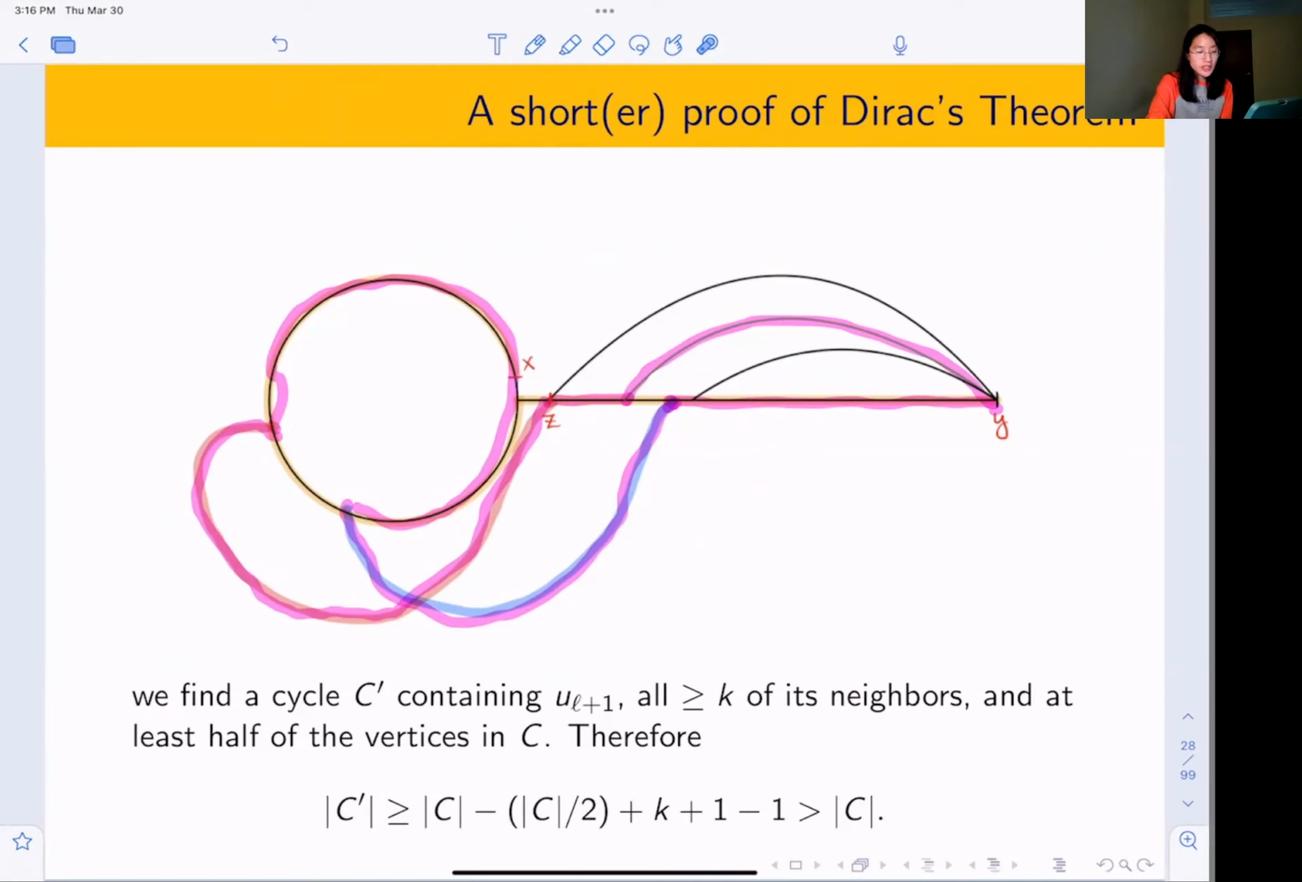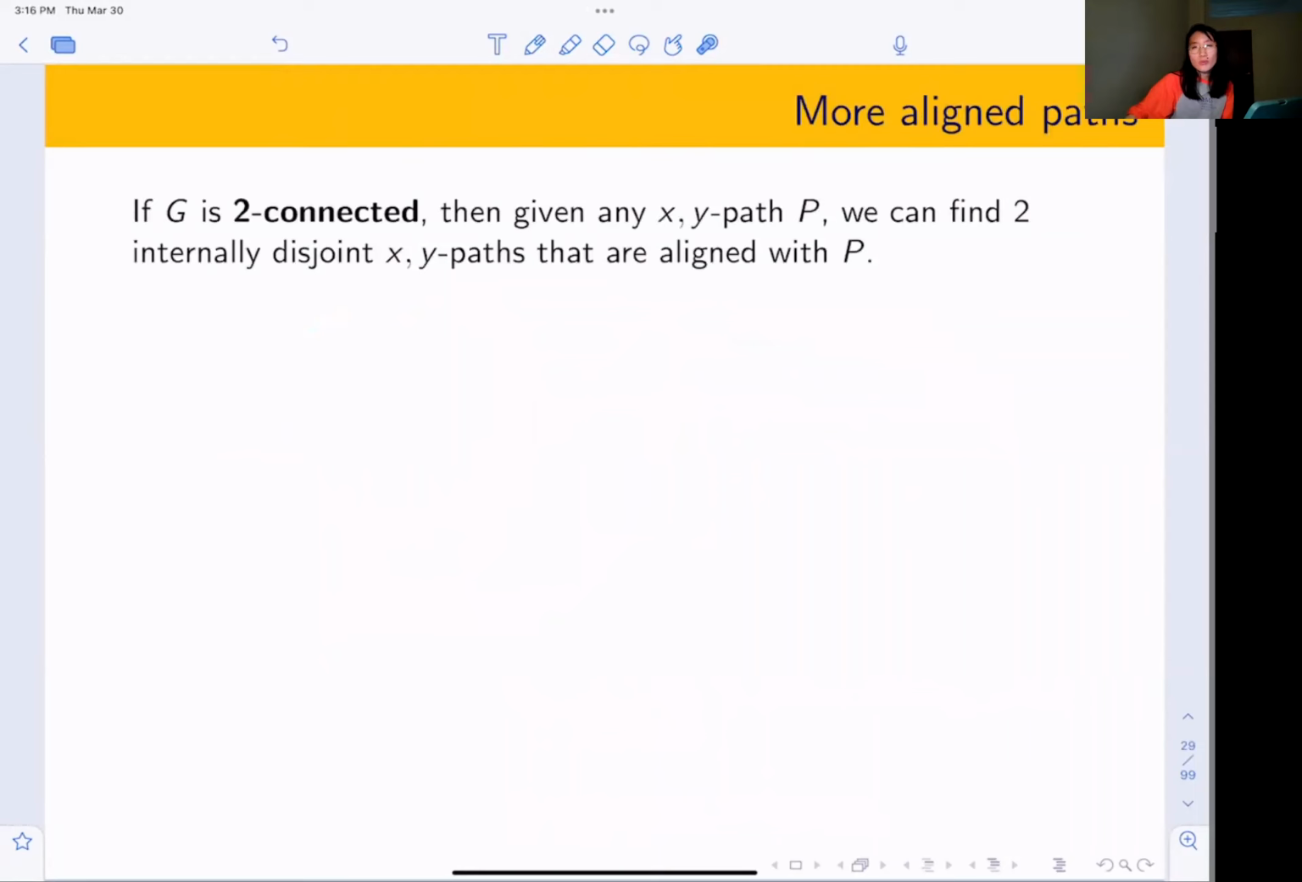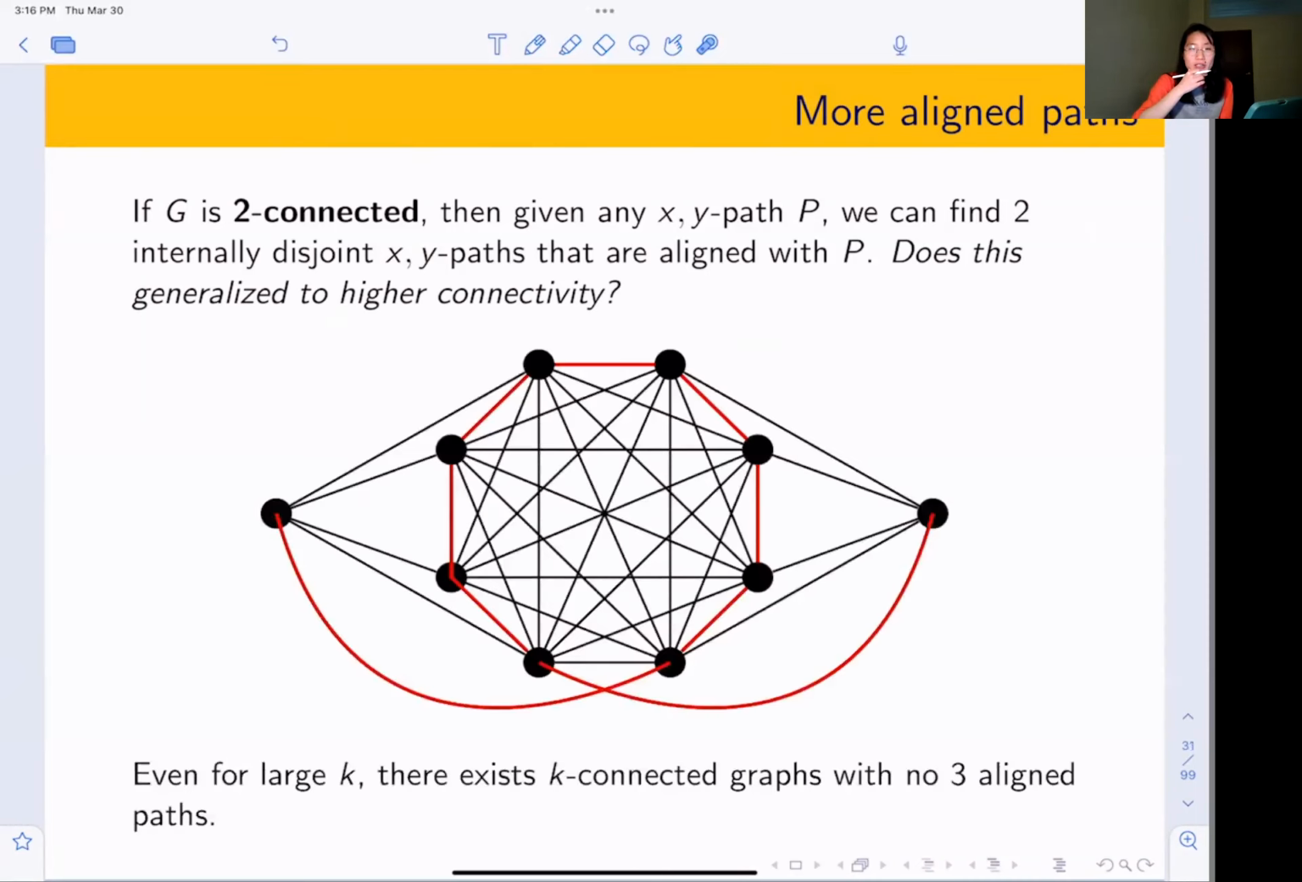But before we talk about the hypergraphs, just some more musings about this. So we had this lemma that if G is 2-connected, then if you give me any XY path, I can find 2 internally disjoint XY paths which are aligned with it. So one question would be, does this generalize to higher connectivity? So for instance, if it's 3-connected, can I find 3 aligned paths? And unfortunately, there are some bad examples.